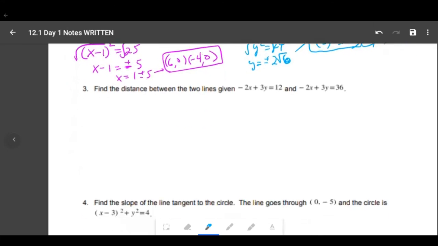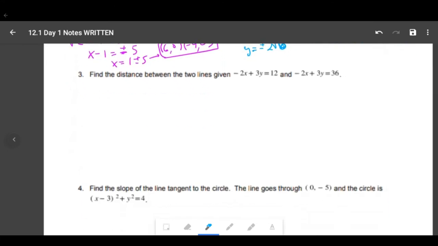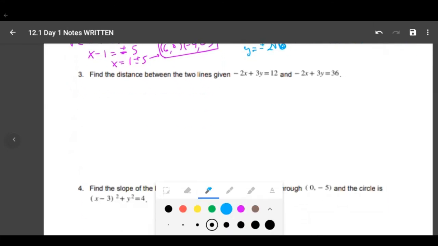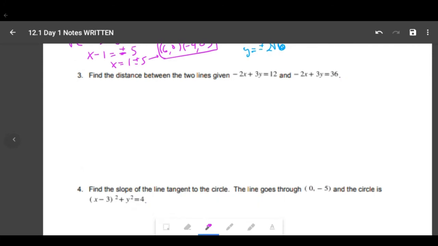A little bit trickier here. Find the distance between 2 lines given those two equations. So if we think about it, well, what have we talked about? We've talked about how to find the distance between a line and a point, right? We talked about on the second page. So what I look here, if I say, well, I don't have a line and a point, I have two lines. Well, what I can do is I can find a point on one of the lines, and then I'll have a line and a point.